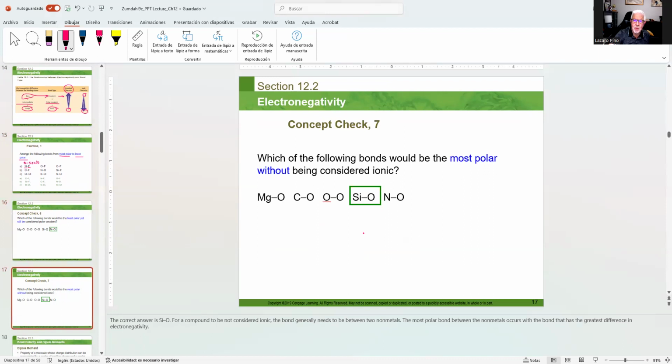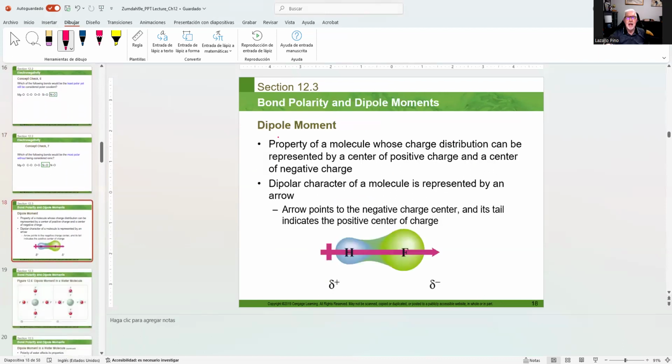Okay, here you have some questions. You will stop. We are going to see now what is the dipole moment. Well, here you have hydrogen and fluorine. The electronegativity of fluorine is the biggest one, and hydrogen has a lower electronegativity than fluorine. That's why we write here delta negative and here delta positive.